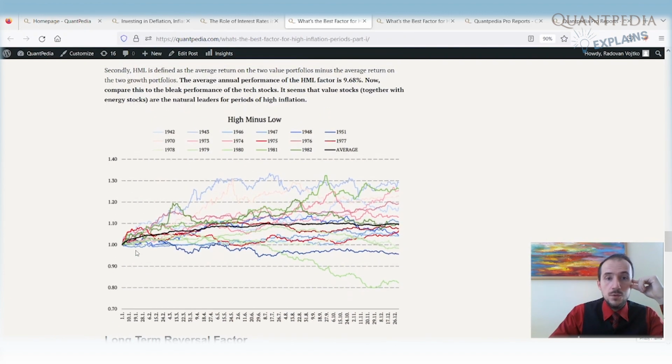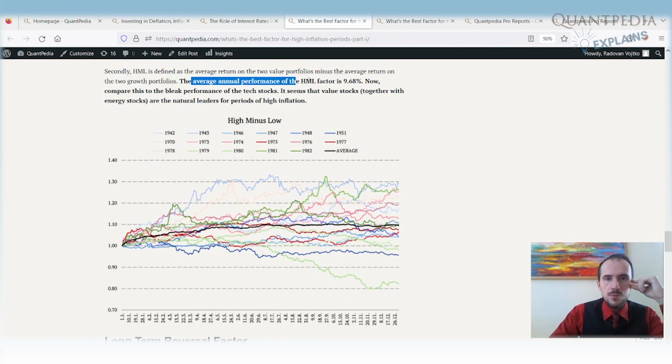On the other hand, we have the value stocks. The average annual performance of the value portfolio was over 9%, so nearly 10%. Surprisingly, or maybe not surprisingly, value stocks are really a hedge for high inflation periods. Those are the stocks that perform the best. As we can see in the current situation, 2022 is the year of value, and it's also a year for energy stocks.